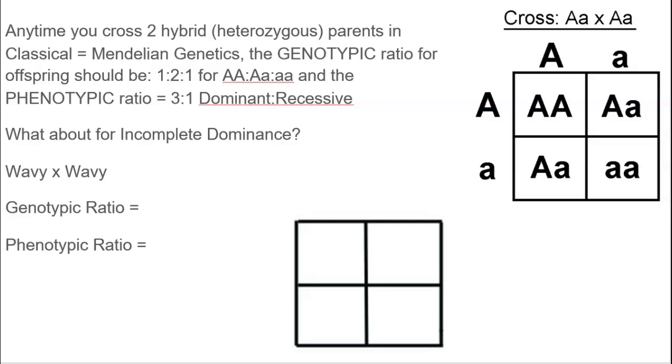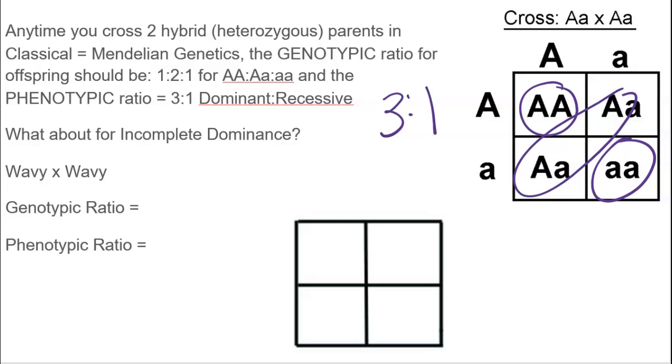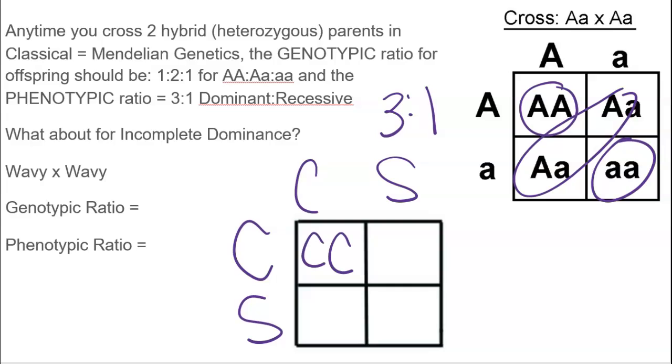This slide shows you what happens anytime you take two hybrid parents for classical Mendelian genetics. You end up with the classical 1 to 2 to 1 genotypic ratio, but this translates to 3 dominant to every 1 recessive. What about if it's incomplete dominance? How would you write wavy by wavy? Wavy is the in-between. So what do you start out with as your parents? Fill in this Punnett square. If we're talking about curly and straight making wavy, this first child would be curly, the second child would be wavy, the third child would be wavy, and the fourth child would be straight.